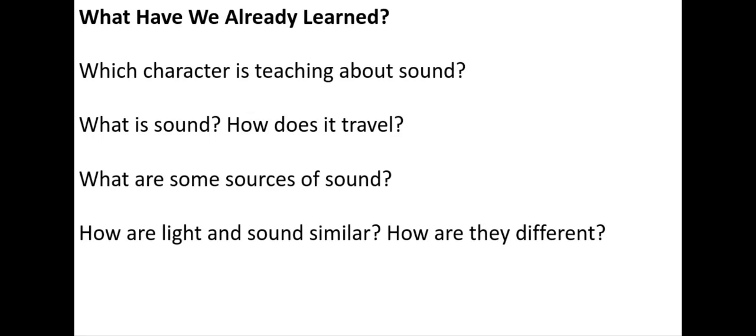What are some sources of sound? Voices, banging, alarms, ringing cars, so many things that are sources of sound.